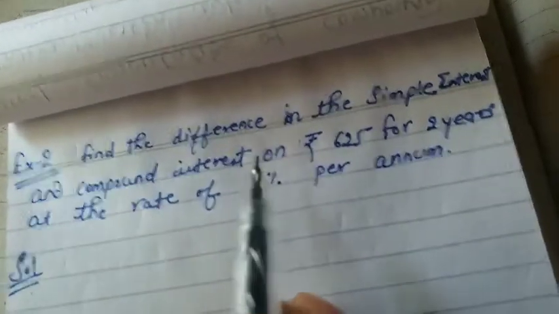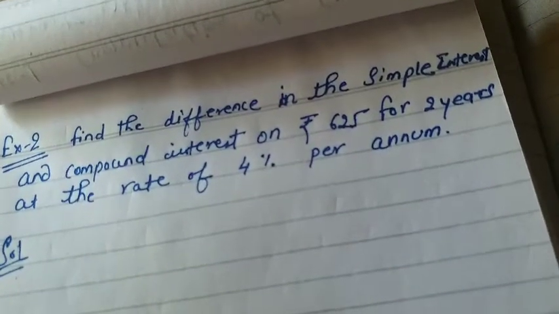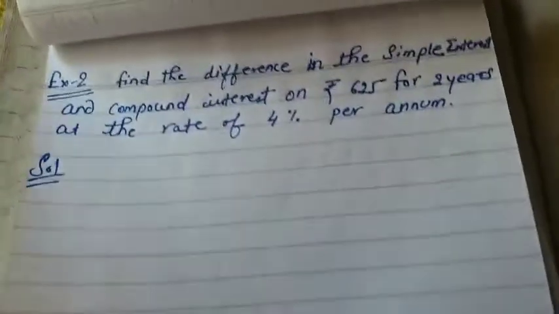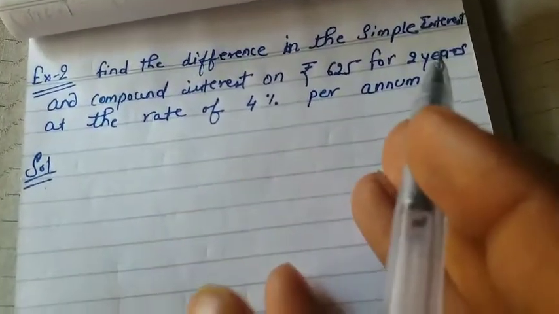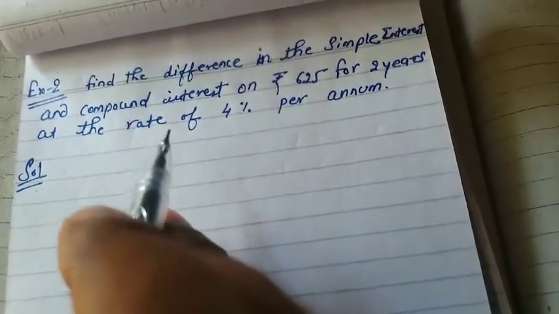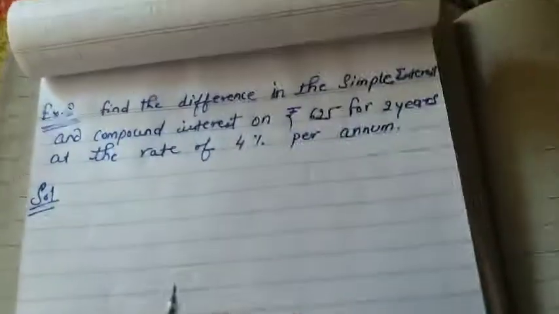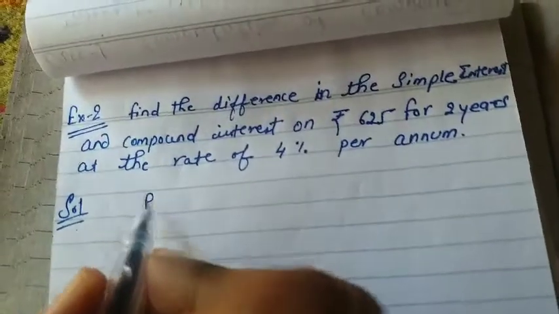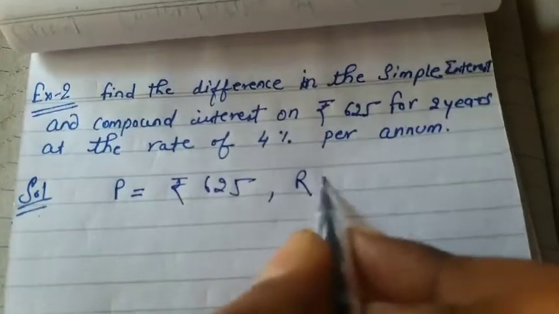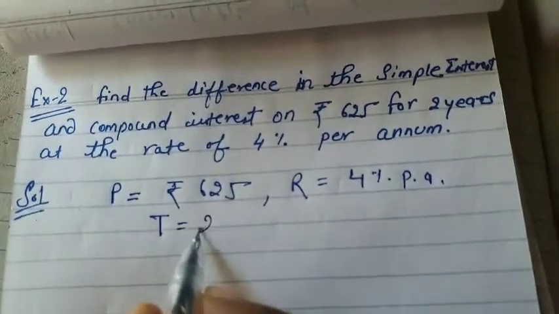Example number 2: find the difference between the simple interest and the compound interest on rupees 625 for 2 years at the rate of 4% per annum. In this question, we calculate the SI as well as the CI, and then find the difference of the CI and the SI. Here the given things are the principal P equals rupees 625, the rate R equals 4% per annum, and the time T equals 2 years.